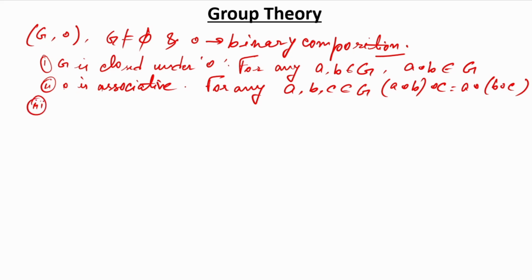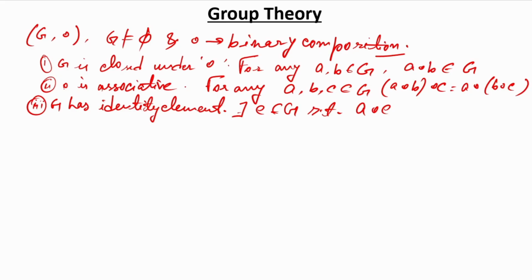The third property is G has identity element. That is, there exists some E in G such that A compose E equal to E compose A equal to A for all A in G.